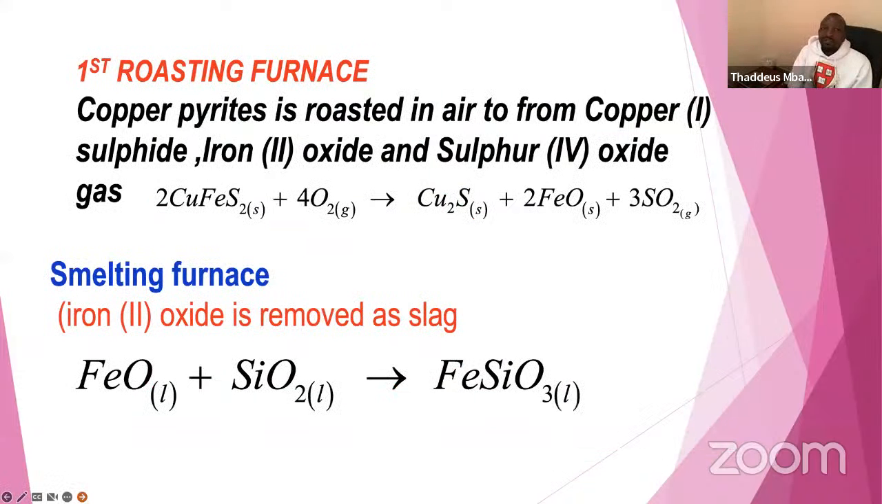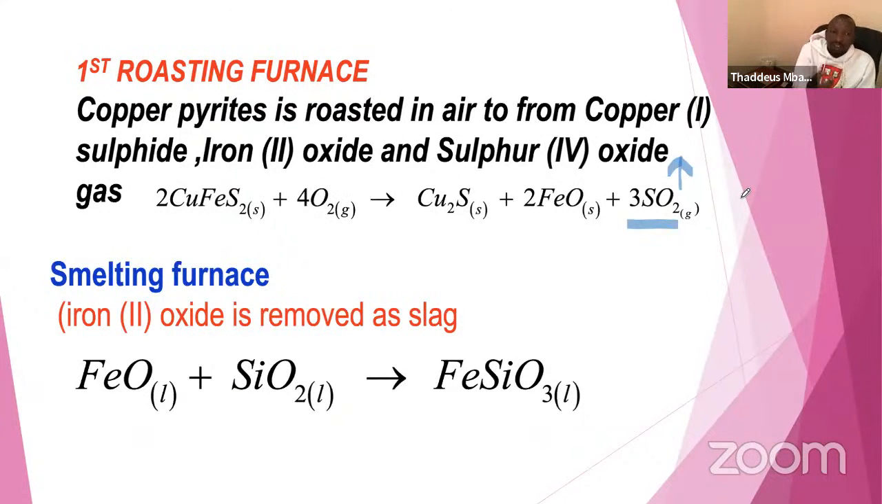Good. The first thing in extraction of copper is what occurs in the roasting furnace. In the roasting furnace, the copper pyrite is roasted in air to form copper 1 sulfide, iron 2 oxide, and sulfur 4 oxide. Remember, this is where the arrow goes like this. This shows the sulfur 4 oxide is lost.